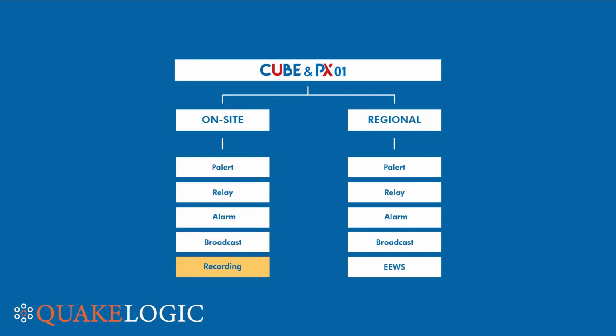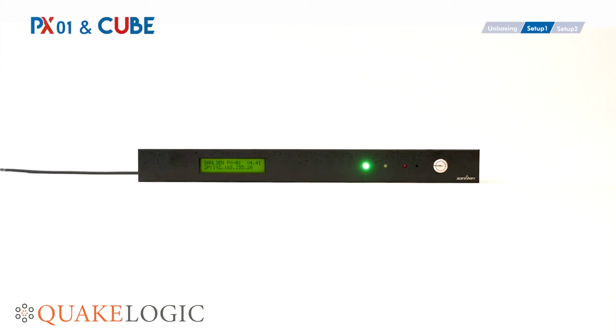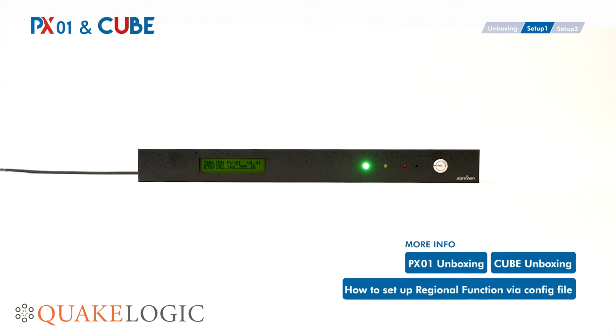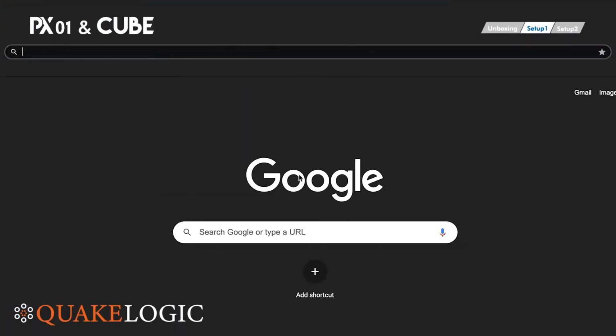broadcast, and recording. And before we start, please switch on PX-01 or Cube and press the function button for 1 second. The IP address will be displayed on the screen. If you have any questions about PX-01 or Cube, please refer to the PX-01 unboxing, Cube unboxing, or how to set up regional function of PX-01 and Cube via config file videos. And now, let's move on to the setup.